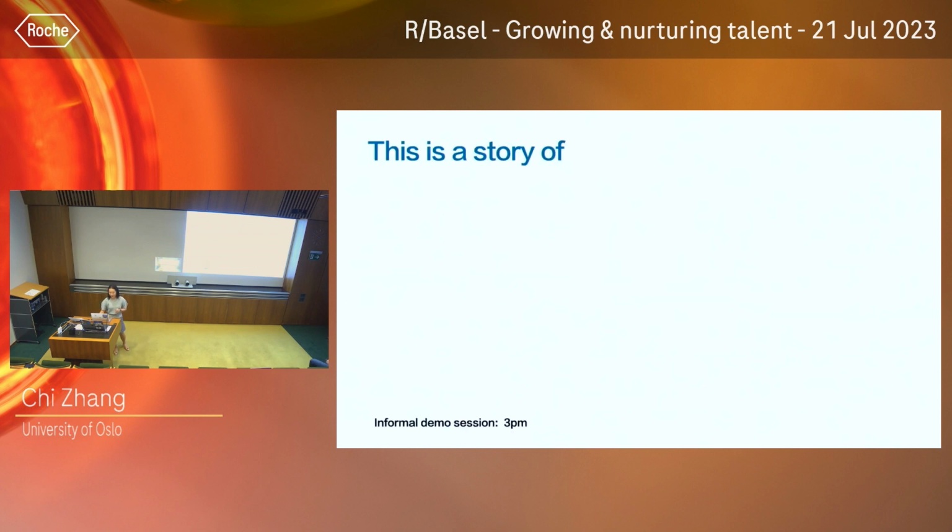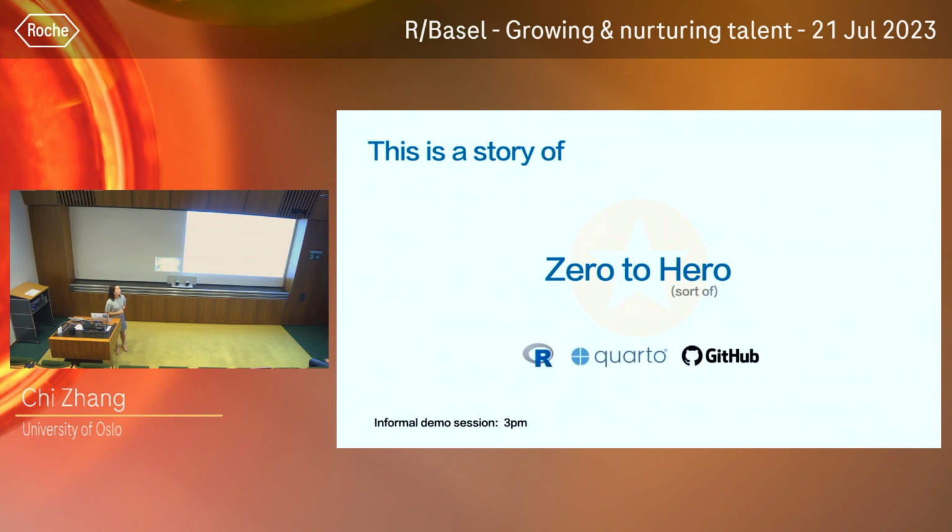So wait on that. Today, this is a story of zero to hero, or sort of. We are going to try to teach students with absolute zero or minimal R and statistical experience to some extent that they can sort of analyze their own data set. And that is achieved with the three musketeers, as I call it: R, Quarto, and GitHub. And I will have an informal demo session at 3 o'clock this afternoon.